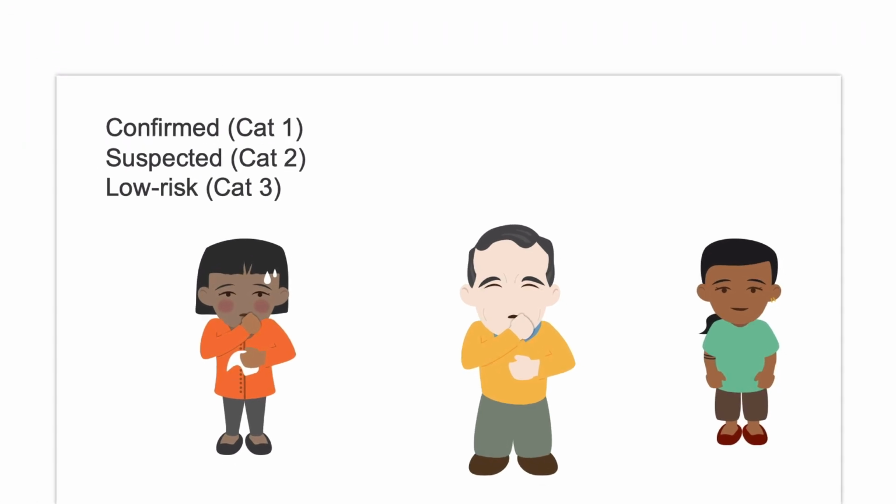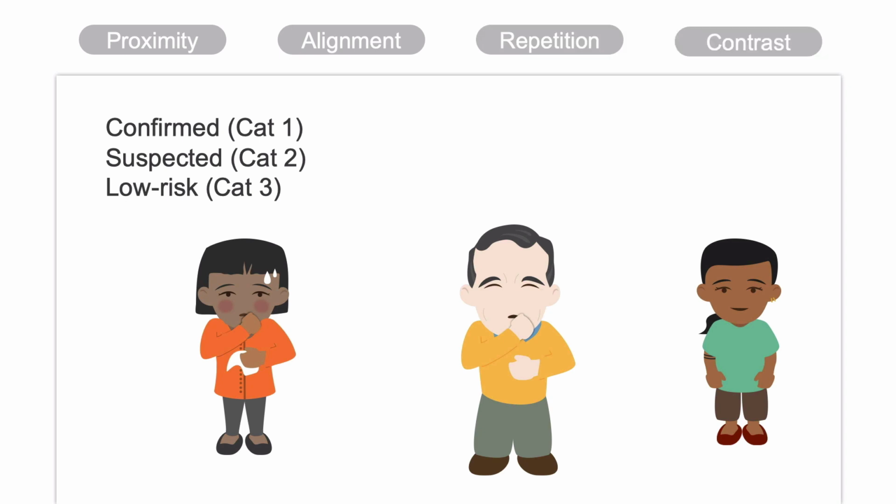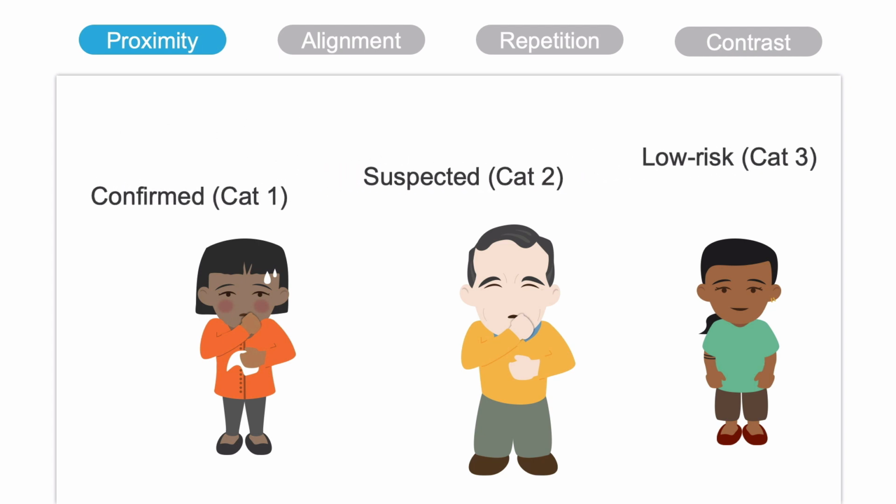Next up, we'll apply the principles of proximity, alignment, repetition, and contrast to organize them and improve clarity. With the principle of proximity in mind, we'll group the cartoons with the appropriate keywords. This creates 3 visual units which allow the audience to identify the patients with their categories.